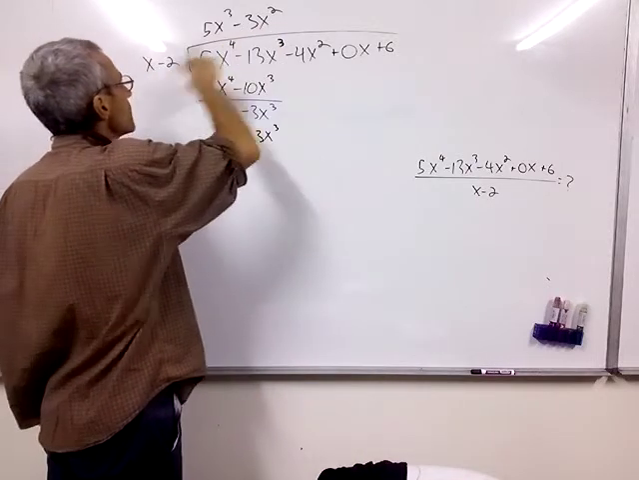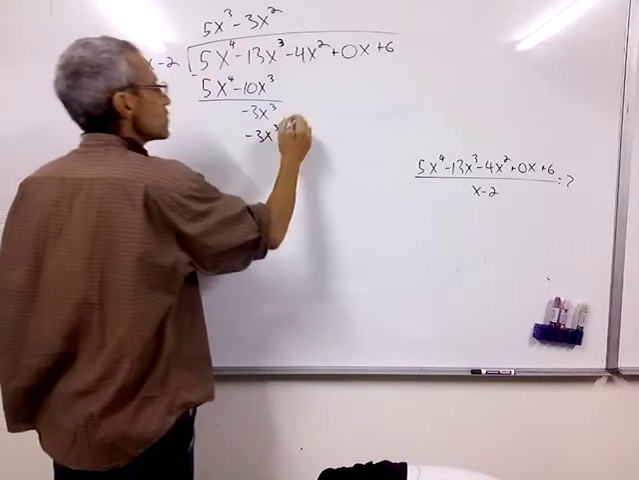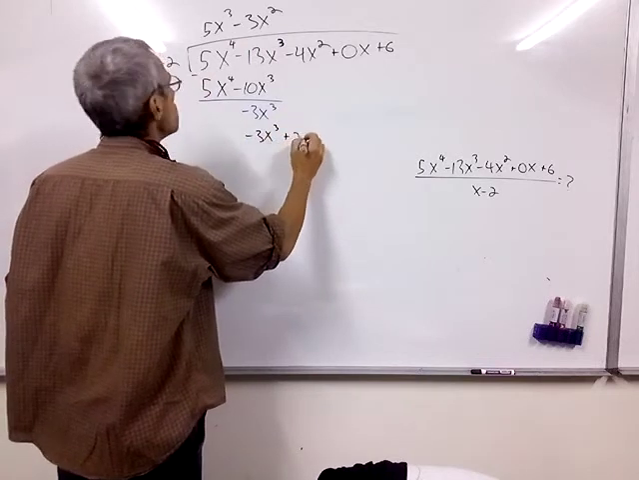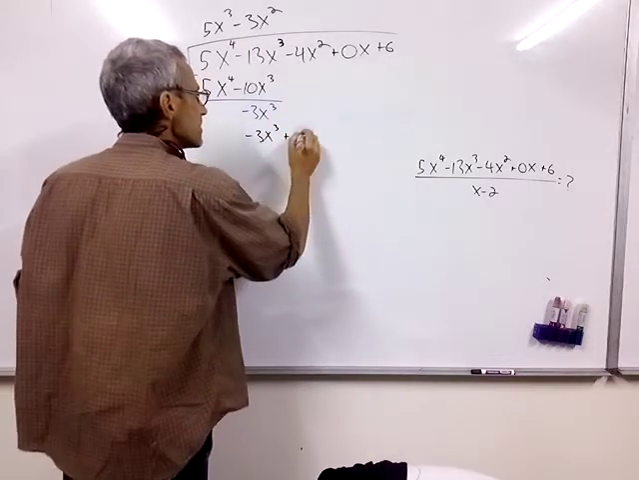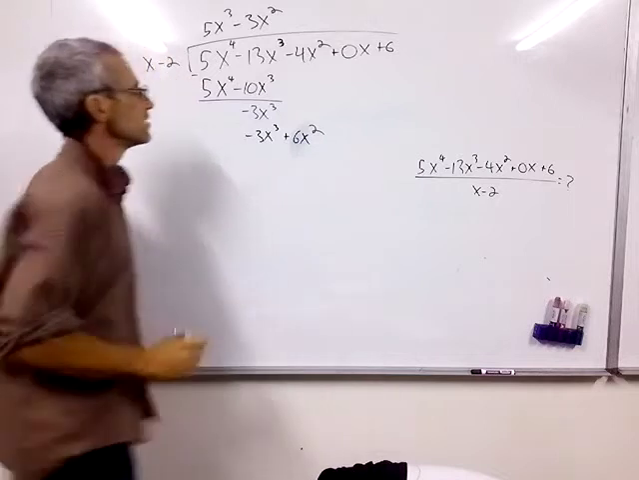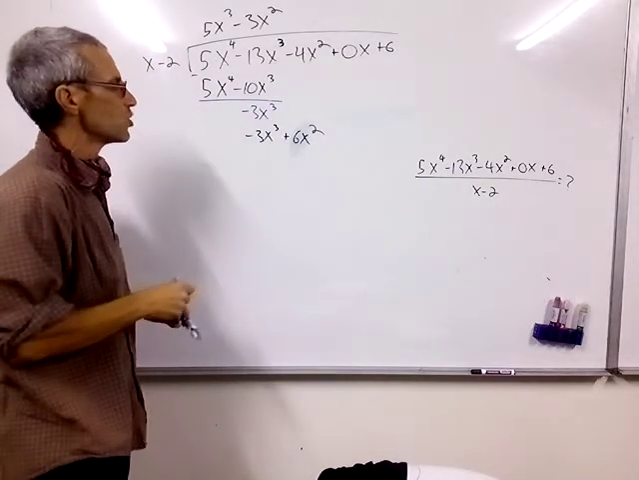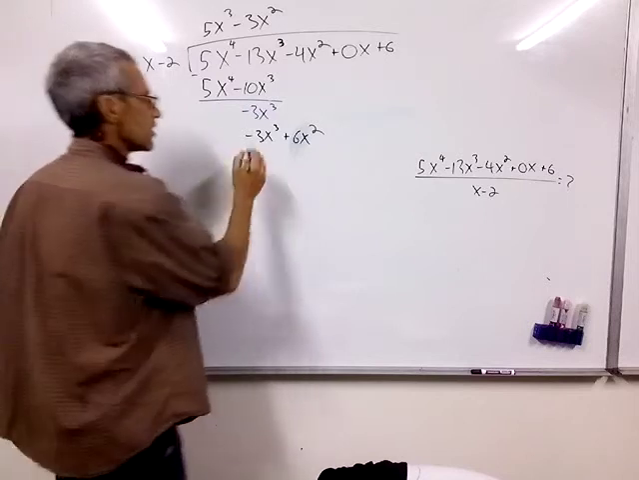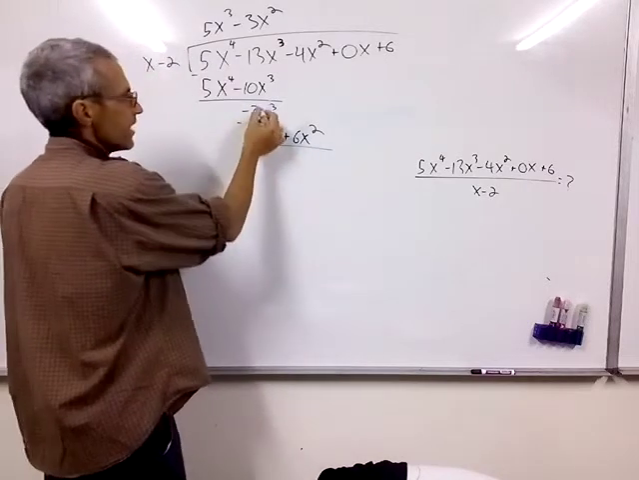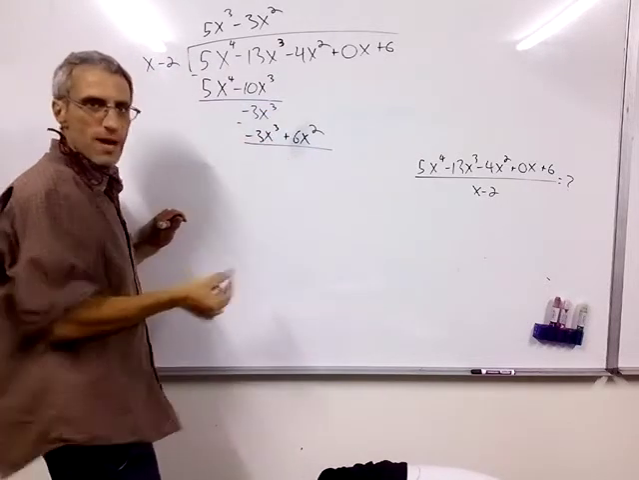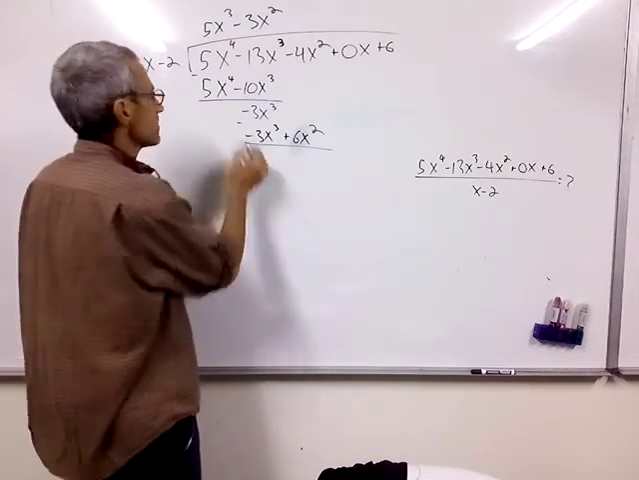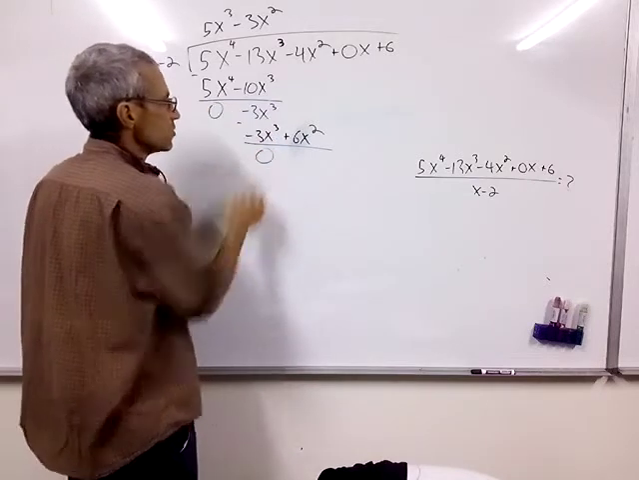Minus 3x squared times minus 2 is going to be plus 6x squared. Okay, so the same way I got two terms here, I'm getting two terms here. Now I'm going to again minus one from the other. Minus 3x cubed minus 3x cubed, that dies. I can write down 0, but I don't have to.